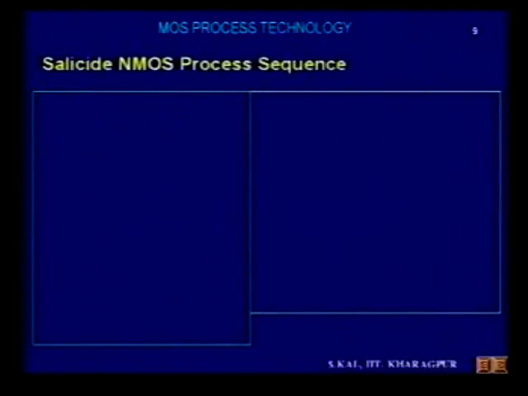Very simple process, which was followed at the beginning. It is a large channel device, not a short channel device. Now, next step is a Salicide NMOS process sequence. Salicide means self-aligned silicide. Earlier was silicon gate. Now we'll use the Salicide gate NMOS process, and that is automatic alignment is there in Salicide technology. That's why it is known as Salicide. Self-aligned silicide is known as Salicide. So Salicide NMOS process sequence now we'll discuss.